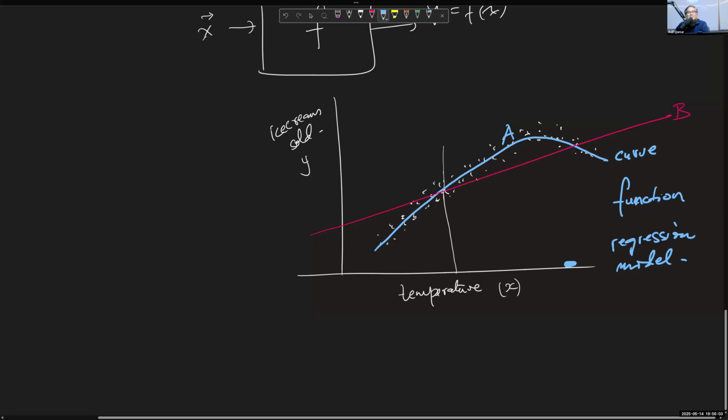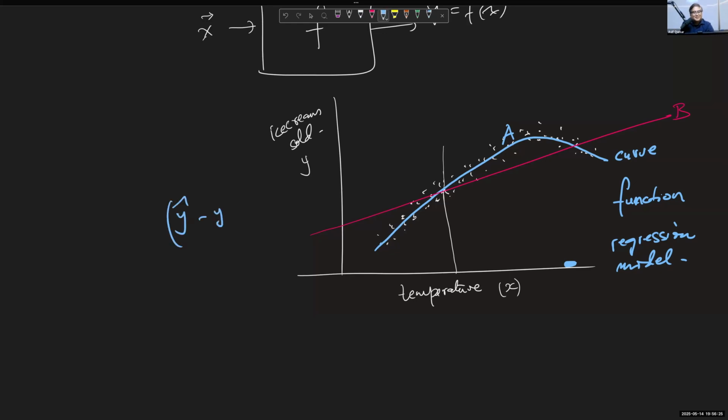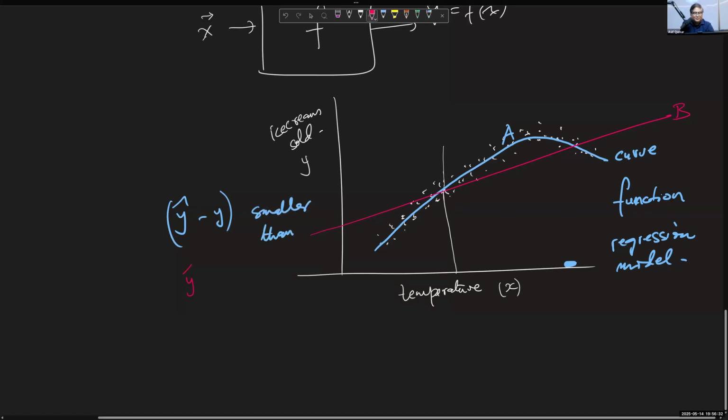Because the number of ice cream sold as predicted by the model is closer to the actual value. So what you're basically saying is the same thing that we talked about a little while ago. The prediction of the curve, the prediction of the y hat minus y is likely to be smaller than y hat minus y of the red model, isn't it? The errors on average is less, right? Average error. But errors could be positive or negative. You could have overestimated or underestimated, isn't it?